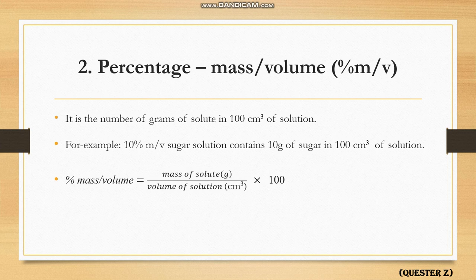By putting in this formula, the only difference is the unit, basically centimeter cube here, while in the previous example it was grams for the mass of solution. So mass of solute in grams divided by volume of solution in centimeter cube, multiplied by 100.